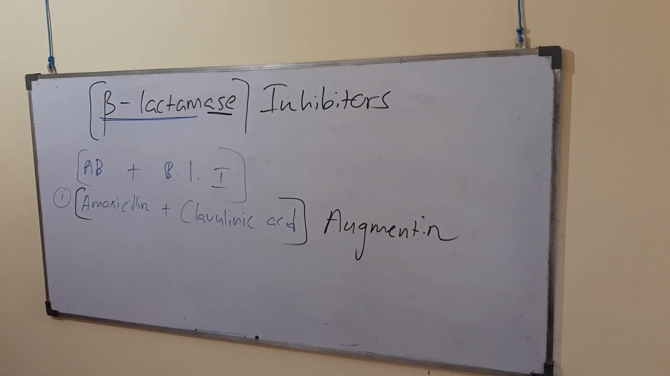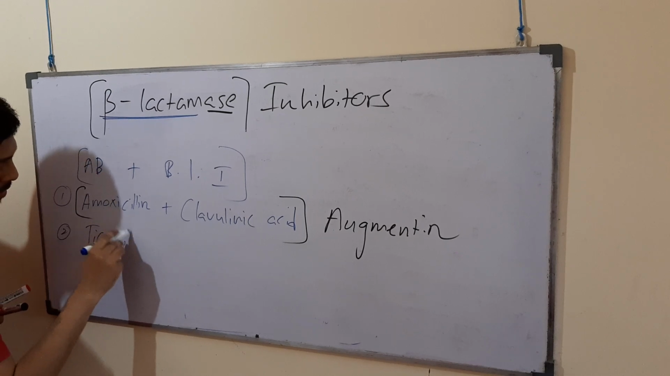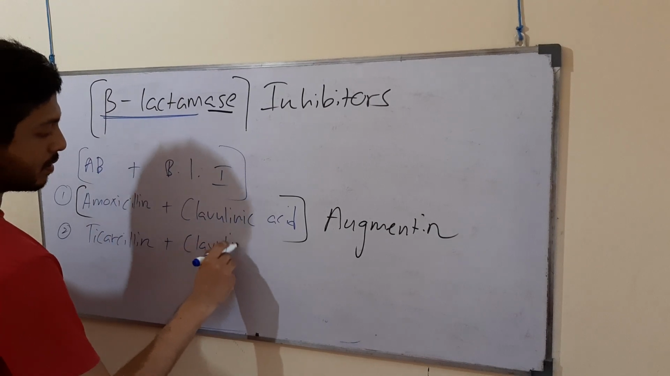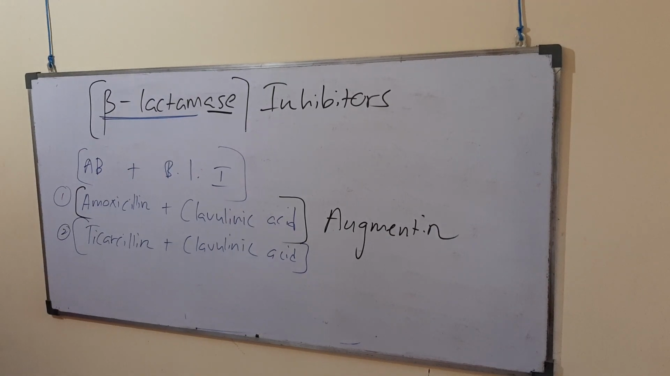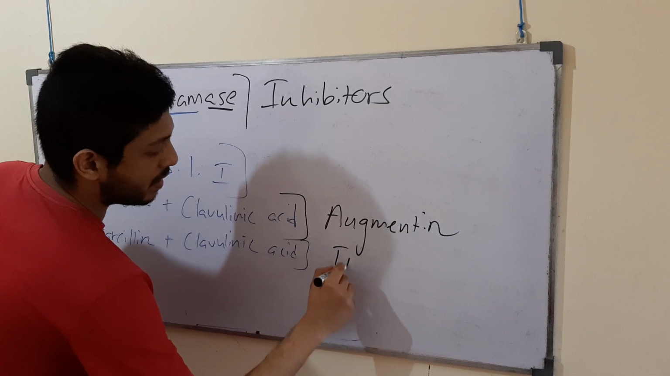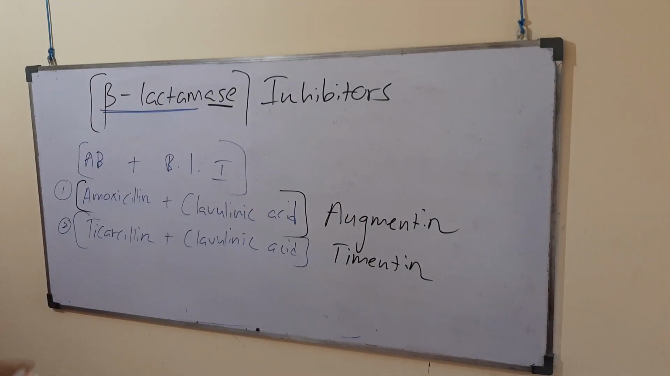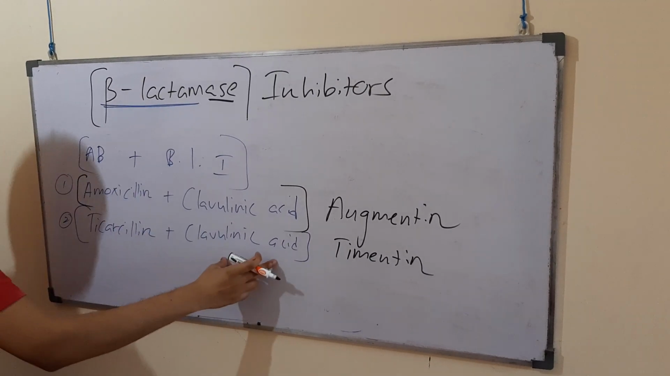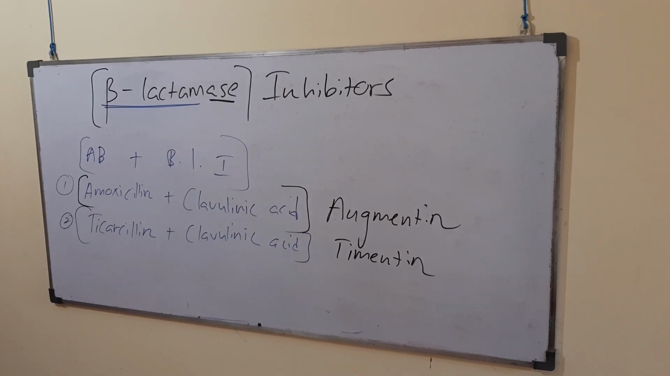So if I give you another example, ticarcillin with clavulanic acid, right? Ticarcillin with clavulanic acid, we call it timentin, right? So once again, timentin is the combination drug, so ticarcillin is the beta lactam antibiotic, and clavulanic acid is the beta lactamase inhibitor, right?